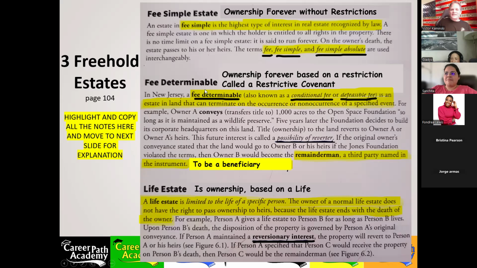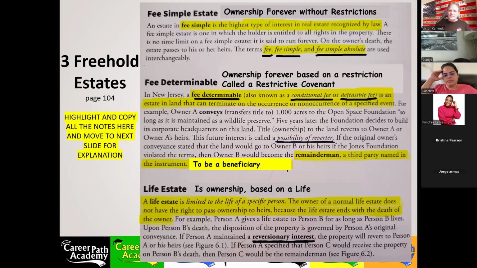Anyway, the next one is the fee determinable estate. Right next to the title, write: ownership forever based on a restriction called a restrictive covenant. Fee determinable estates are ownership forever, but that ownership is based on a restriction. You own that property forever, but the ownership is based on a restriction. As long as you do not violate the restriction that you agreed to when you bought the property, you're the owner. Just don't violate the restriction that they gave you.